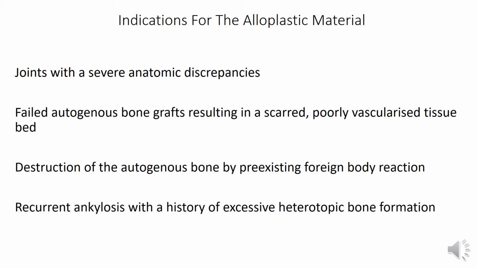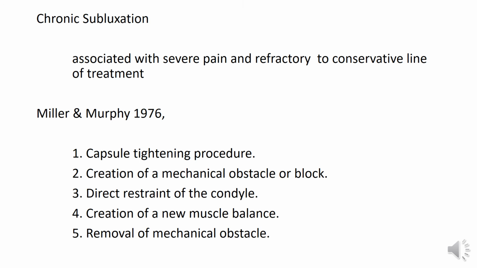Indications for alloplastic materials. When there is a joint with severe anatomic discrepancies, when there is failed autogenous bone graft resulting in scarring, poorly vascularized tissue bed, then you go for alloplastic material. If there is destruction of autogenous bone by pre-existing foreign body reaction, or if there is going to be a recurrent ankylosis with a history of excessive heterotopic bone formation, then you go for alloplastic material as an interpositional material in gap arthroplasty.